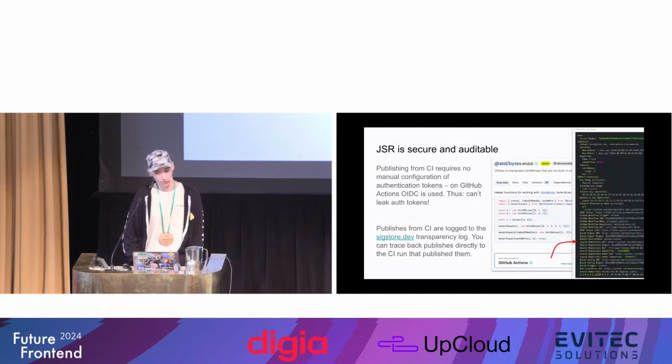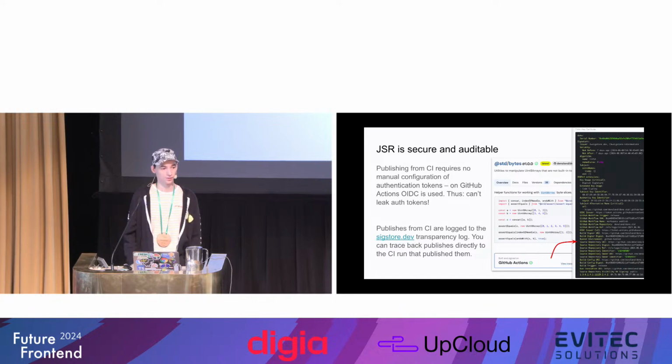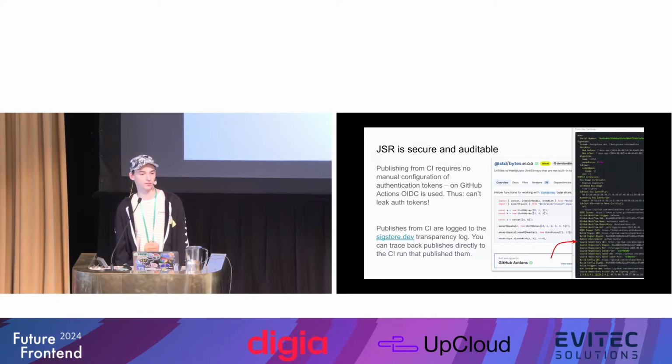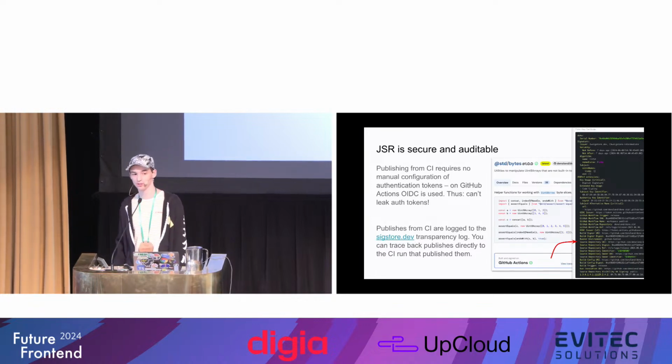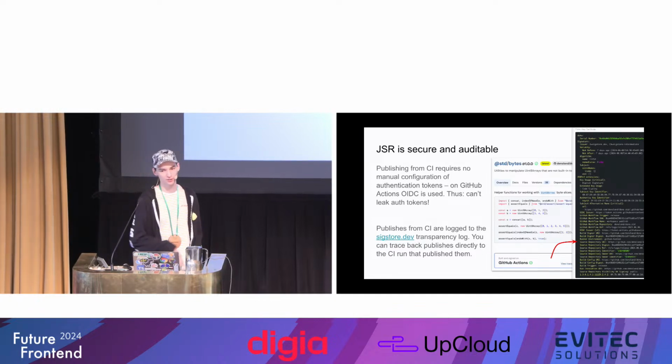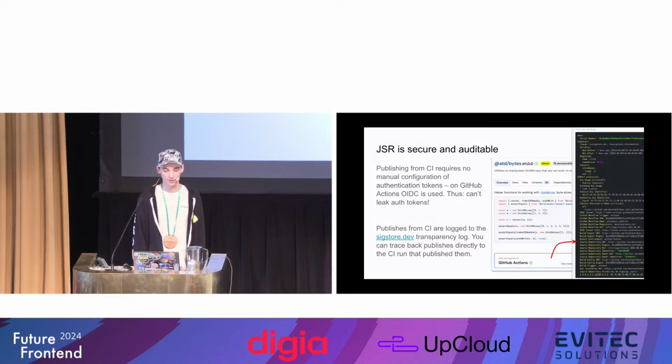JSR is also really secure and auditable because of this publishing of TypeScript, plus some other things. One of the really cool things I think that JSR does is every time you publish something from CI, and actually when you're publishing from CI, you don't need to have some authentication token. It just knows about GitHub Actions, and you can go to the website, link your GitHub repo, and then publish directly from GitHub CI without having to set up any tokens.